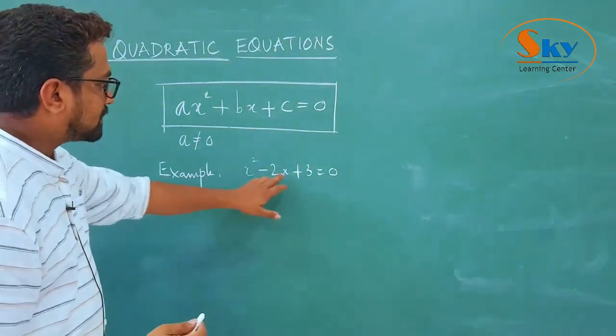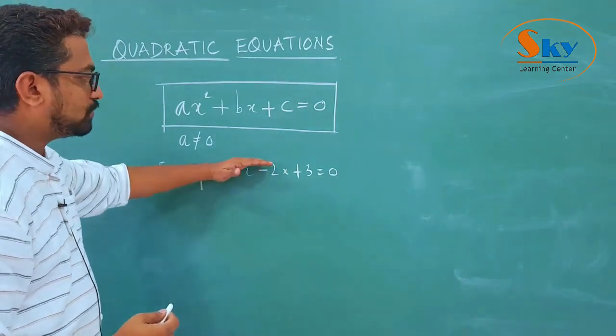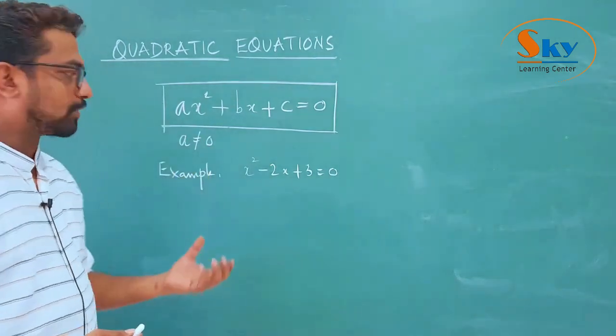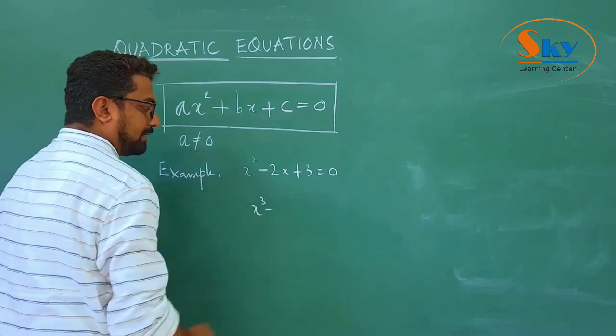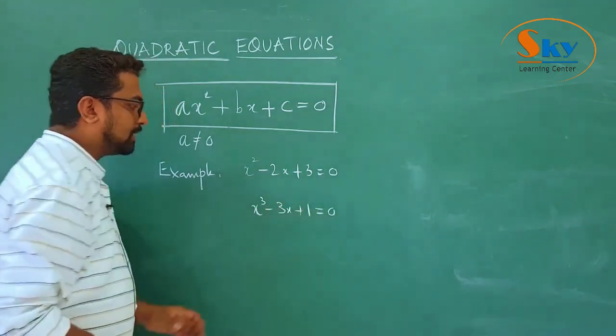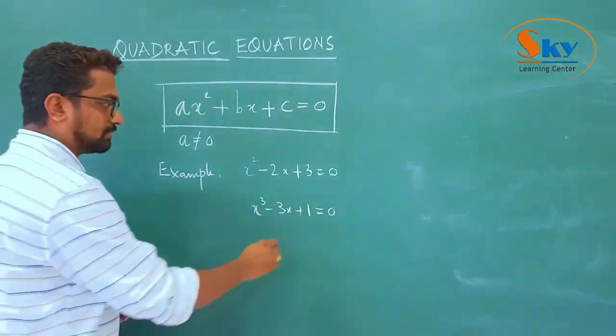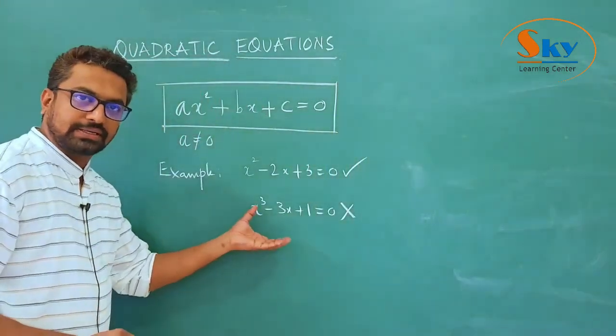Can you check the degree of this equation? Degree of the equation is 2. So if the highest power is 2, the equations of this kind are called quadratic equations. x cube minus 3x plus 1 equals 0. This is not a quadratic equation. This is a quadratic equation. Why is this not a quadratic equation?